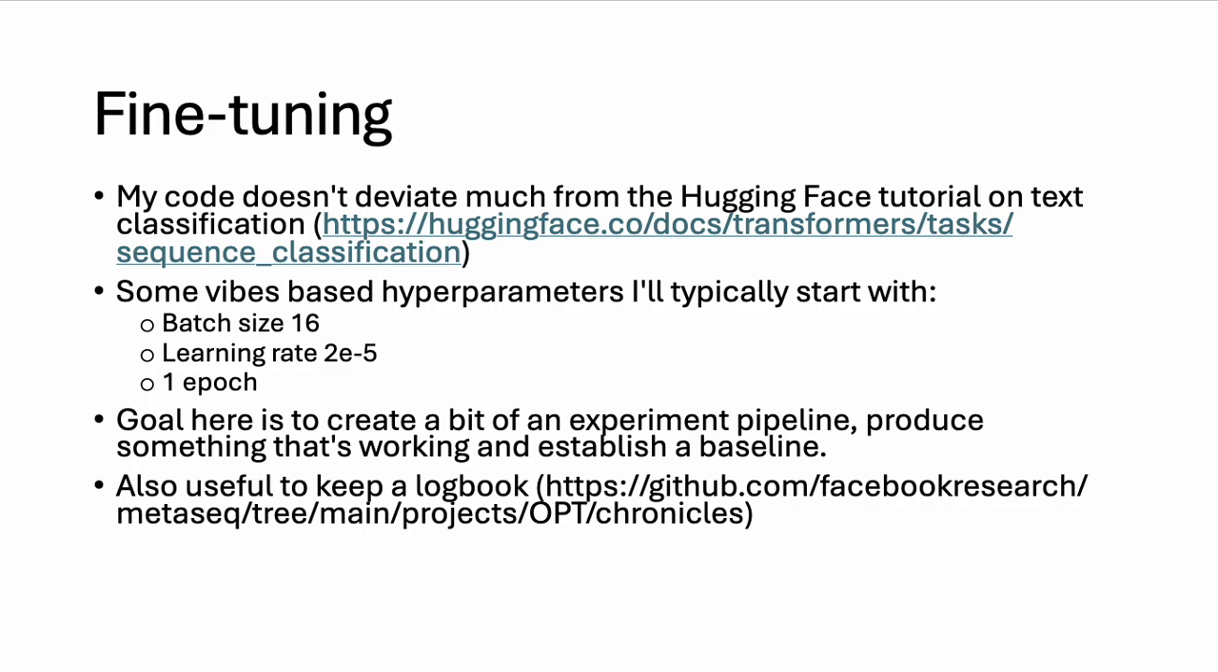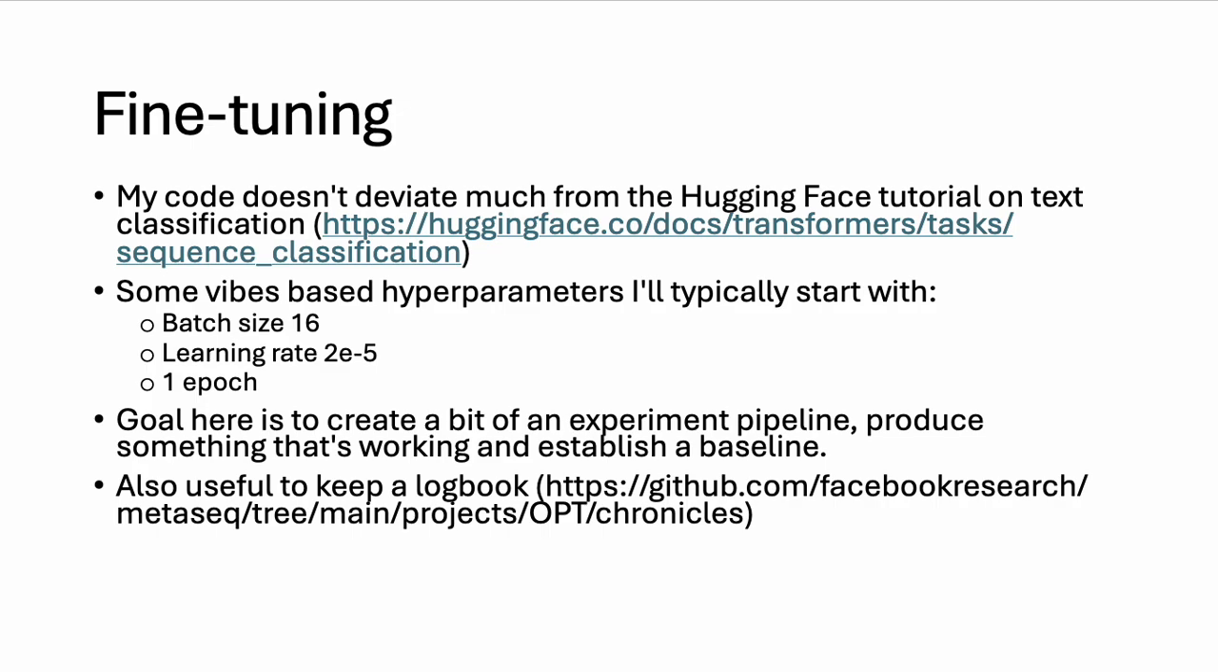Next, there's the actual fine-tuning step. Not much to point out here. My code doesn't really deviate from the Hugging Face tutorial on text classification. Usually at this stage, there's some vibes-based hyperparameters I'll start with, which in my experience just tend to work reasonably well out of the gate. For example, a batch size of 16 and a learning rate of 2e-5 or 1e-5. Really, the goal here is to create a bit of an experiment pipeline, produce something that's working, and establish a baseline that you can build from.